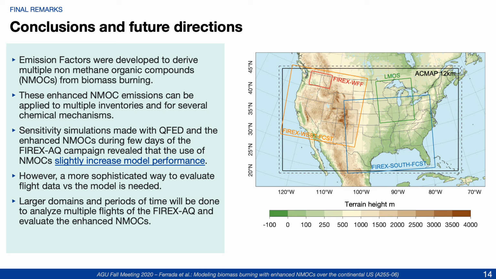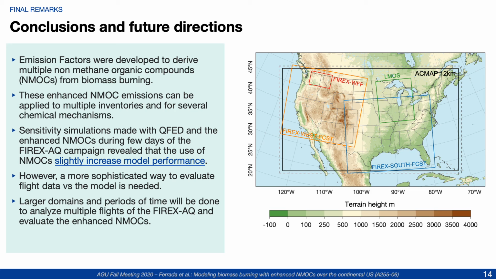In our conclusions, we would like to summarize this work and our preliminary results. So we have developed a method to derive multiple non-methane organic compounds from biomass burning using different emission factors from literature. These NMOCs can be applied to different emission inventories, such as QFET, GFED, or FINN, and can be prepared for different chemistry mechanisms included in models. In our case, we prepared our emissions for MOZART.